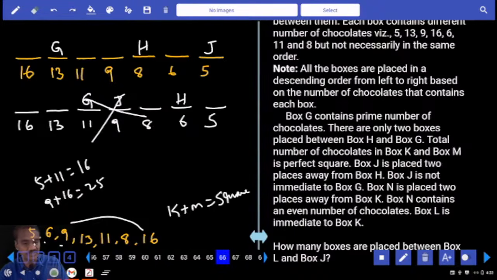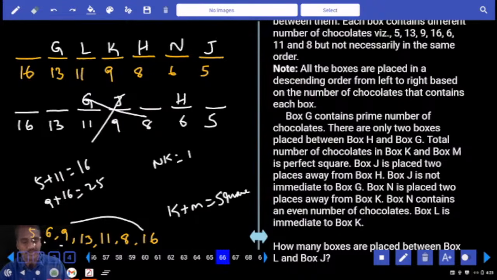And next one, N is placed 2 places away from K. Now N and K must be in alternate places. That means in between N and K there is exactly 1. N contains an even number of chocolates. Then L is immediate to K. L and K must be together. K is here, L is here. Between N and K there is exactly 1.